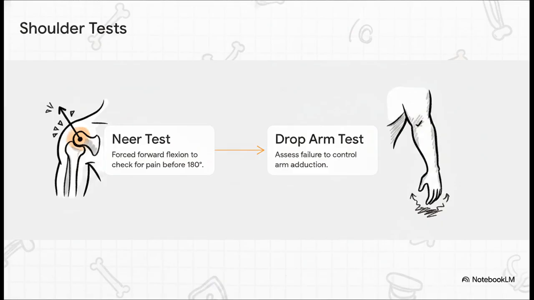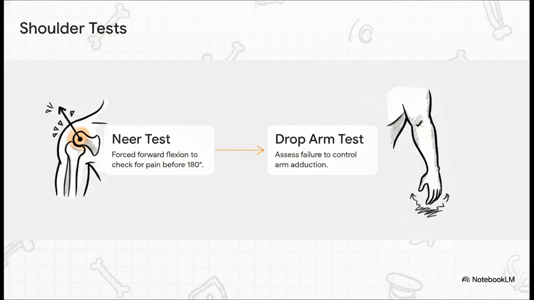It is absolutely critical that you stabilize the scapula first. I mean it. If you don't lock down that scapula, the patient is just going to shrug to compensate, and you'll miss the diagnosis entirely. So hold the scapula down and force the patient's arm into forward flexion. If they feel pain before hitting 180 degrees, boom, that's a positive sign for subacromial impingement.